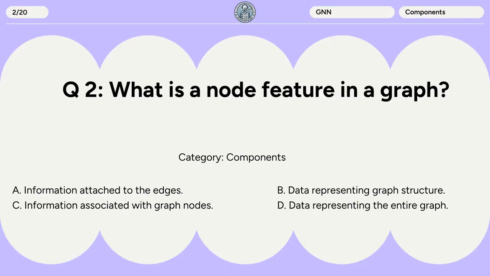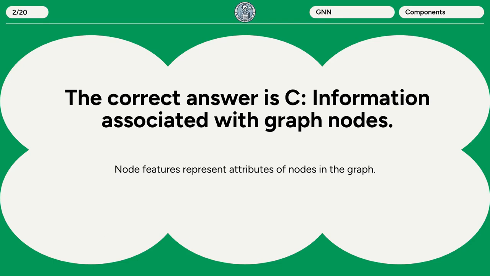Question 2. What is a node feature in a graph? A. Information attached to the edges. B. Data representing graph structure. C. Information associated with graph nodes. D. Data representing the entire graph. The correct answer is C. Information associated with graph nodes. Node features represent attributes of nodes in the graph.